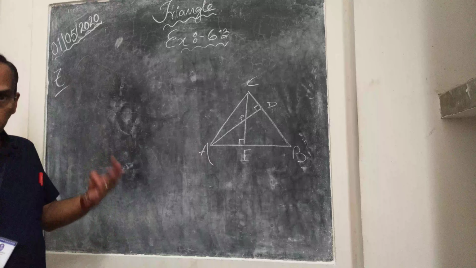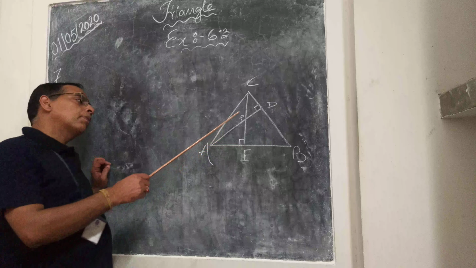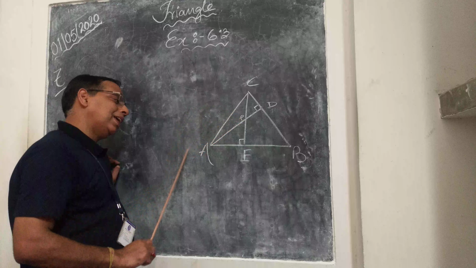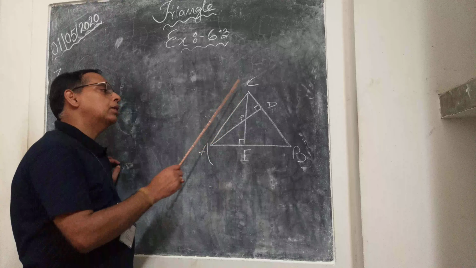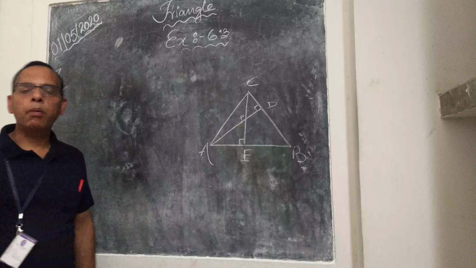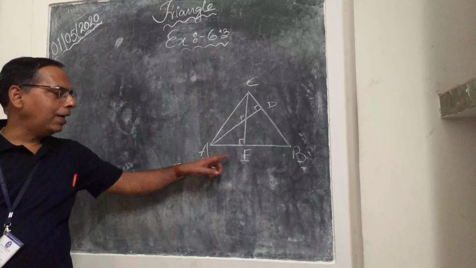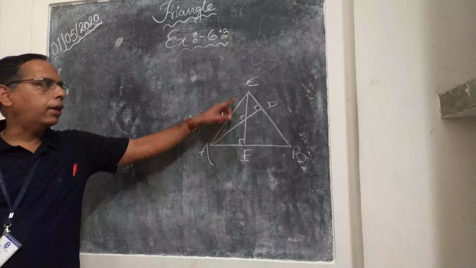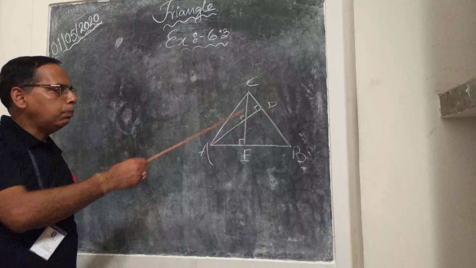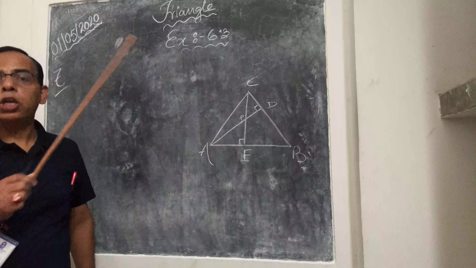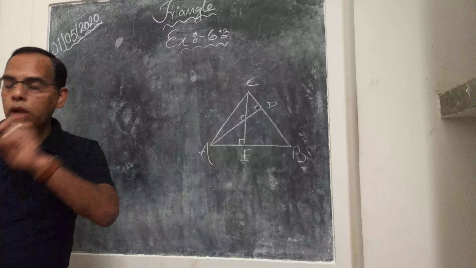If you want to write triple A, then you have to write angle PAE equal to angle PCD by angle sum property. And if you don't write that, then you have to write triangle AEP similar to triangle CDP by AA, because you have written only two angles.